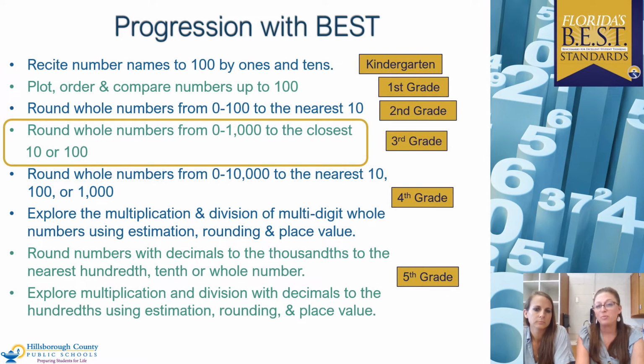So let's talk a little bit about the progression with our best benchmarks. This is an odd year because I know it's our first year with those best benchmarks. So the 3rd graders that are coming into you right now won't have prior rounding experience. But in the coming years, when students have experienced best benchmarks in 2nd grade, they will have already rounded to the nearest 10. They'll have a foundation when going into 3rd grade, when you're required to round from 0 to 1,000 to the nearest 10 or 100. You're laying the foundation in 3rd grade for what's to come in 4th and 5th when they're rounding whole numbers and even rounding decimals in the future.